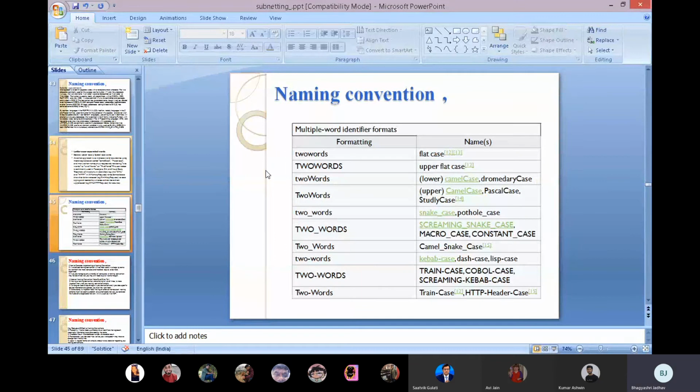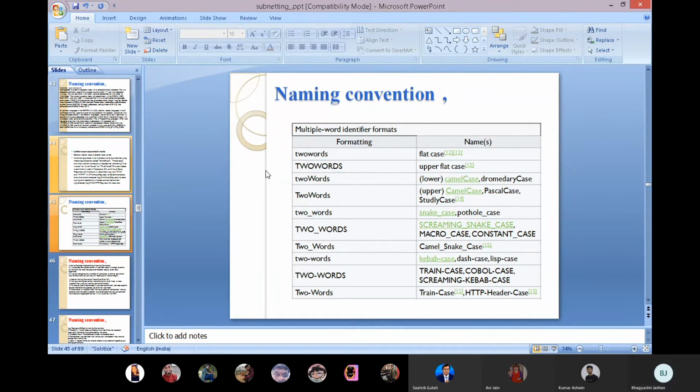See naming convention in short. See the multiple word identifier format. This is a formatting and this is a name. The two words, then flat case, two words. The name is upper flat case, all are upper letters. Then a lower one example, that is camel case.